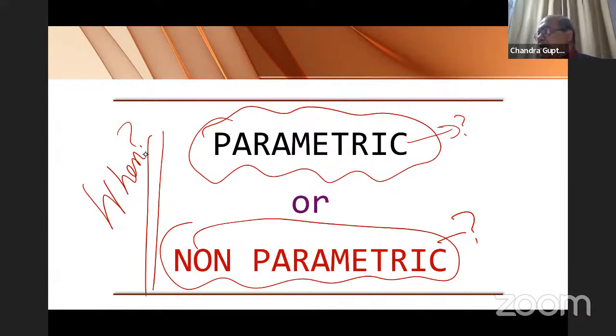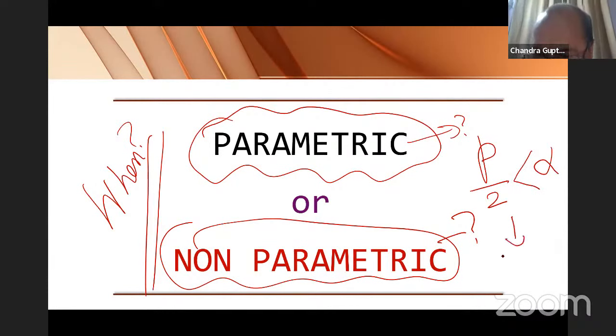So for one tail test, how significant the error value is? Ritu, you have to compare half of the p-value with your alpha. And the criteria is same. If this is greater than this, reject. Otherwise, accept.